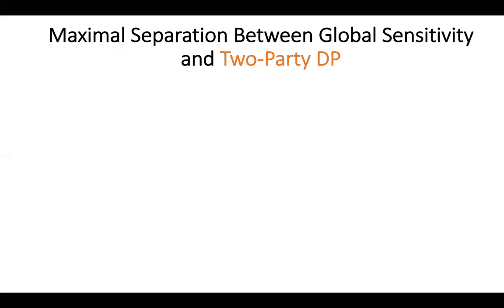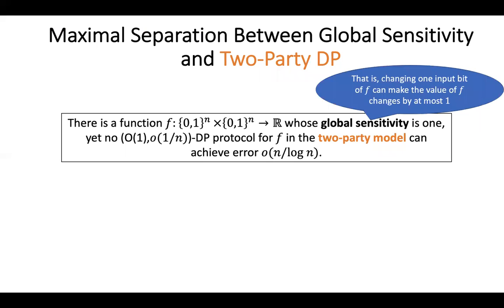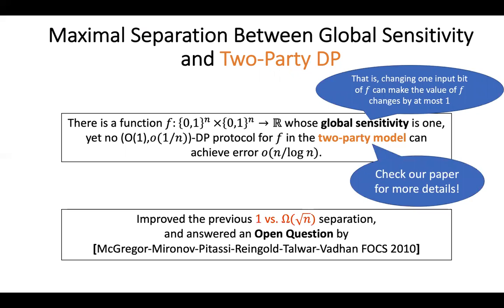As a bonus result, we also obtain lower bounds in the two-party model and resolve an open question. We show that there is a function f whose global sensitivity is 1, yet no constant epsilon, 1 over n delta DP protocol for f in the two-party model can achieve error o of n by log n. Since we don't have time to cover the details, check the paper for more on the definition and this result. This improved the previous 1 versus root n separation and answered an open question by a previous work.